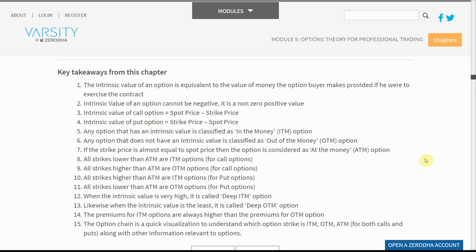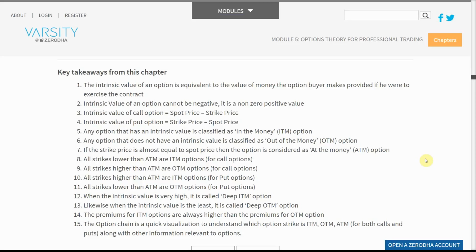Any option that has an intrinsic value is classified as an in the money, ITM, option. Any option that does not have an intrinsic value is classified as an out of the money, OTM, option. If the strike price is almost equal to spot price, then the option is considered as an at the money, ATM, option. All strikes lower than ATM are ITM options for call options. All strikes higher than ATM are OTM options for call options. All strikes higher than ATM are ITM options for put options. All strikes lower than ATM are OTM options for put options.